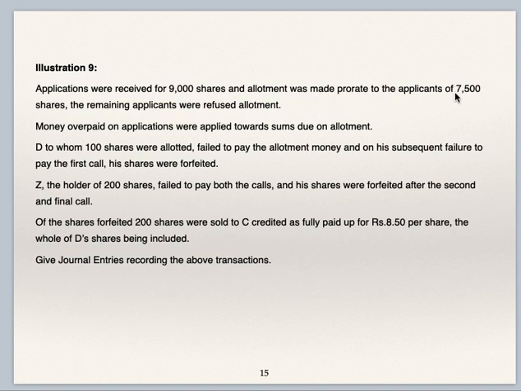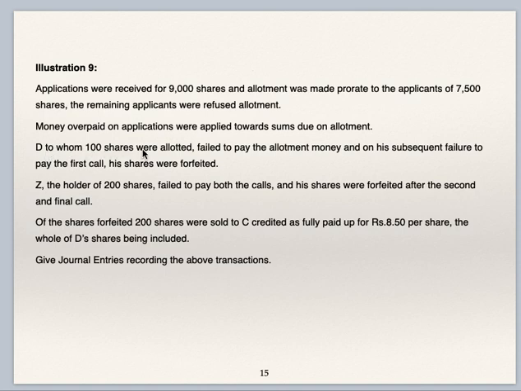To 7,500 applicants, they have issued 6,000 shares. And remaining applications, that is 9,000 minus 7,500, remaining is 1,500, they have refused allotment and returned the money back. Money overpaid on application was applied towards sum due on allotment.